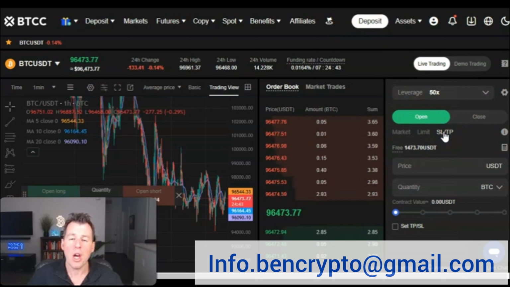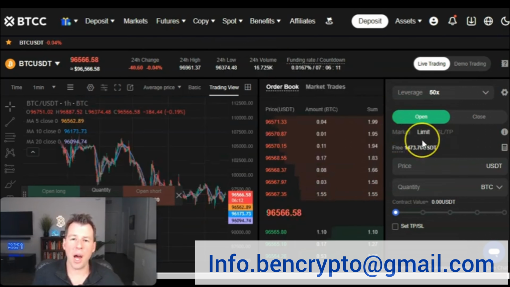Stop loss means fill my order at the current market prices, but then if it starts moving against me and I haven't hit the liquidation price yet, close the order right there. Take profit, that's the opposite. That means fill my order at the market prices, and if it starts going up, then just close my order at a certain price. I'm going to pre-specify take profit.